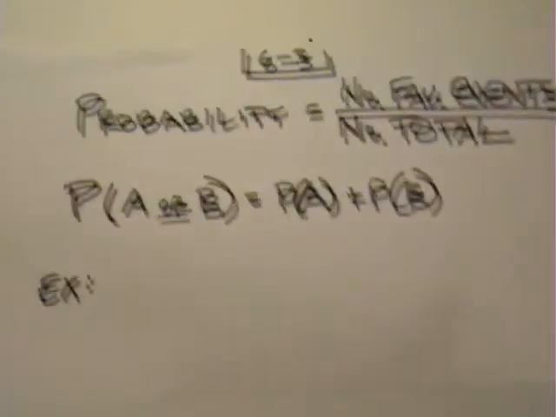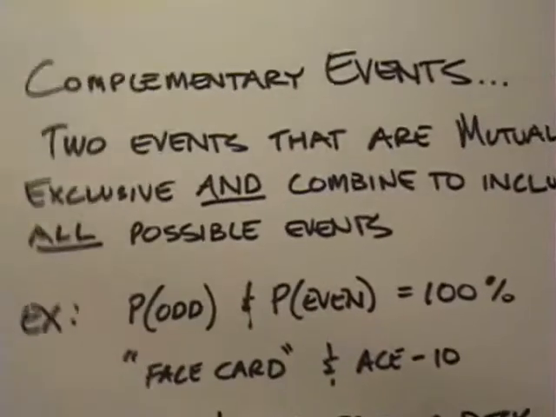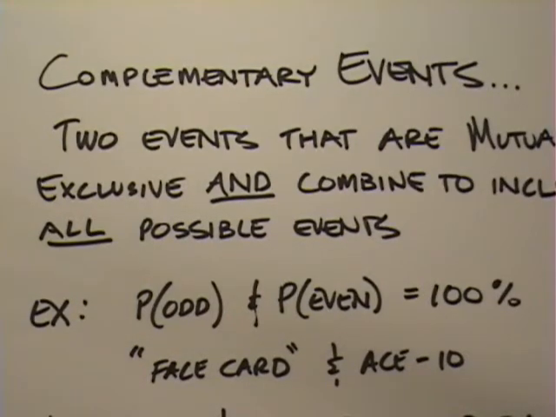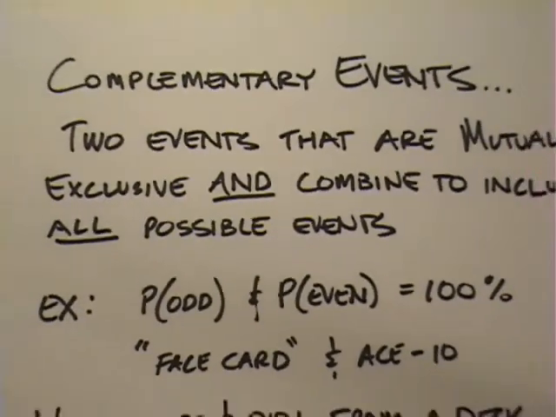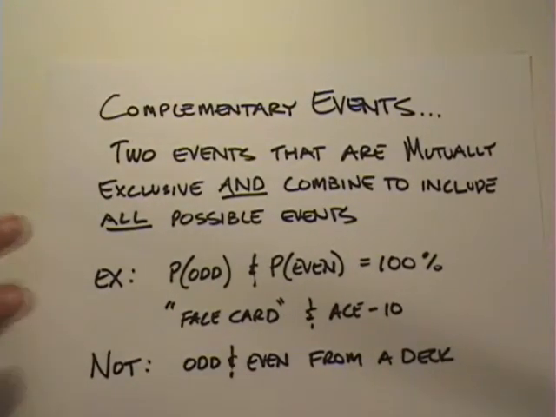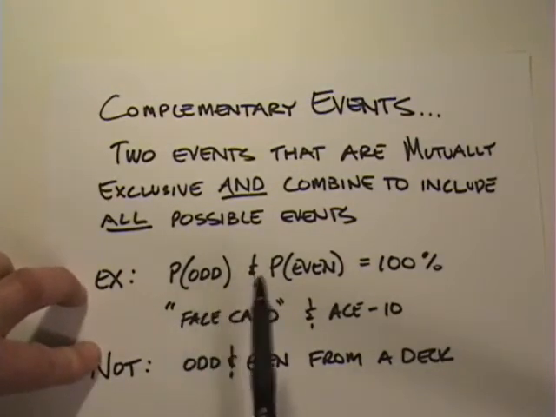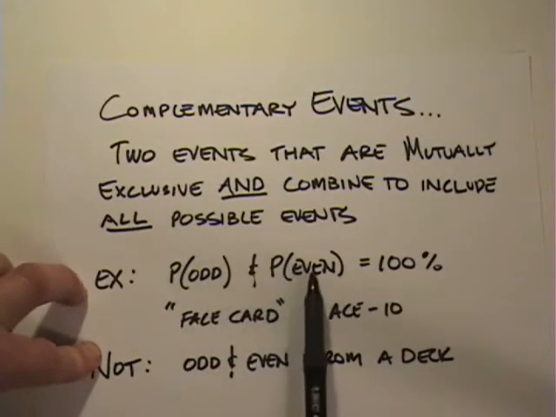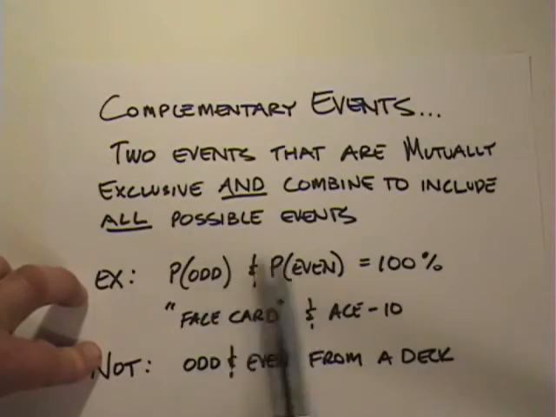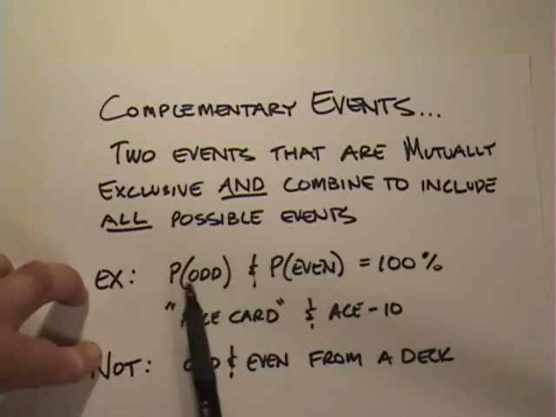Moving right along, we are now going to talk about complementary events. Complementary events are 2 events that are mutually exclusive, and they combine to include all possible events. An example would be if we're rolling a die and we want to know about odd numbers and even numbers. Those 2 events are mutually exclusive, and the probability of those added up would be 100%. So if I said, what's the probability of odd or even, we'd say it's 100%.